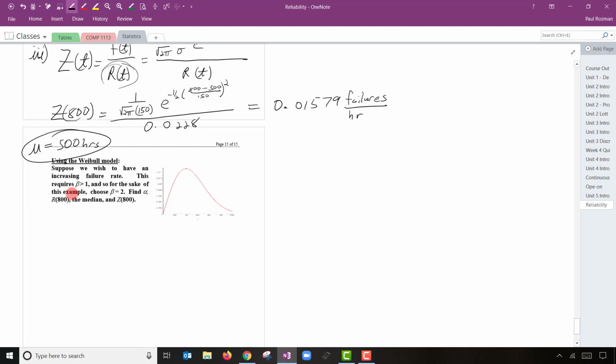But to do an example, suppose we're interested in something that has an increasing failure rate. In that case, the beta parameter for the Weibull distribution would be something bigger than 1. So let's just pick something bigger than 1, a nice number that we can deal with. Say beta is 2. Now we have 2 of the values. We know beta is 2, and we know the mean life is 500. So let's figure out what alpha would have to be if beta is 2 and the mean is 500 hours.